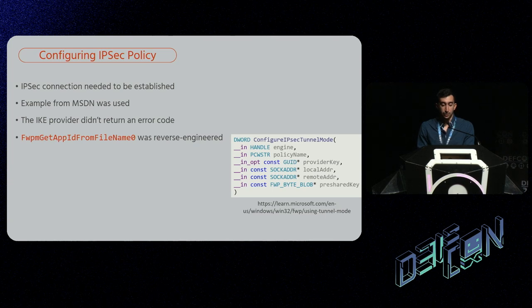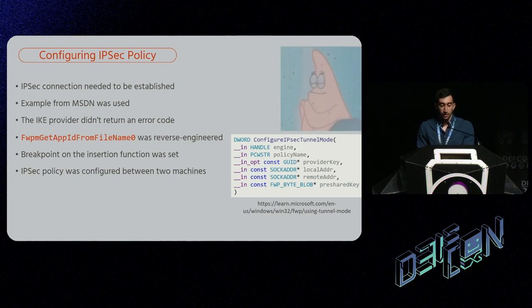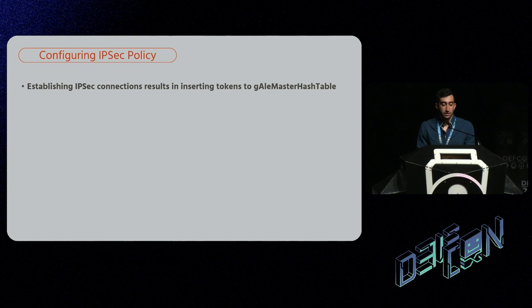Finally, I had the function in code. What I did is to set a breakpoint in the kernel on the insertion function, configure the IPsec policy on two machines, and started praying. I connected from one machine to another and discovered that establishing IPsec connections results in inserting tokens to the hash table. This is because metadata is kept on IPsec connections, and this metadata includes the token of the process.